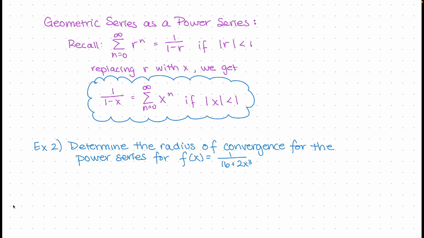So infinite geometric series, we know that this sum is going to converge as long as this is true. And then just make the r an x, and we get the formula in the cloud. And that becomes a nice way of writing something like this as a power series.